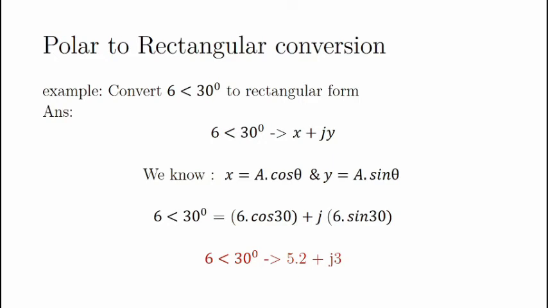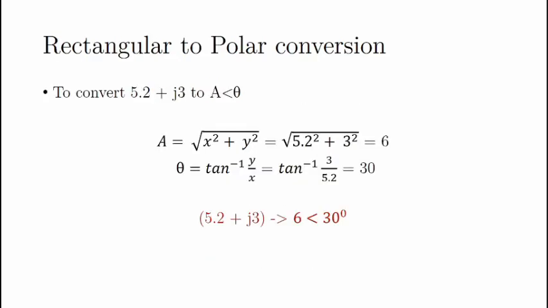Similarly, we can convert rectangular to polar also. So we can see another example. To convert 5.2 plus j3 to polar value A angle theta, we find the magnitude A. This is the x plus jy form. So A is equal to the magnitude, root of x square plus y square, and theta is equal to tan inverse y by x. And you get the value of 6 as the magnitude and 30 as the angle theta between the vectors. So by directly substituting this, you get the polar value.